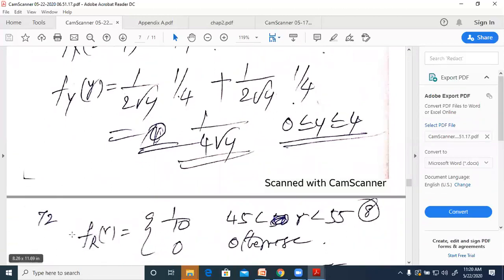Okay, then let us go to 72. I think we are running out of time. 4 minutes are there. I think we can solve one more problem. Okay, 72, let us see what it is.